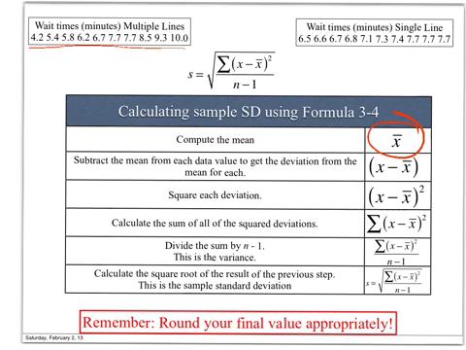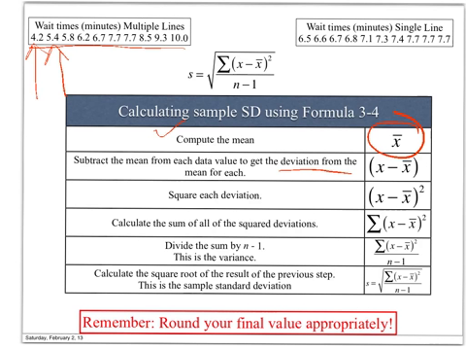The second thing you do is subtract the mean from each data value to get the deviation from the mean. So take each of these 10 numbers and subtract the mean. Whatever you get for your calculation in the first step, take each data value and subtract. Then you'll have 10 new numbers.